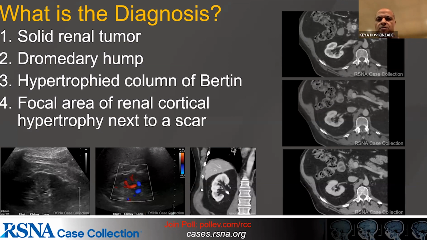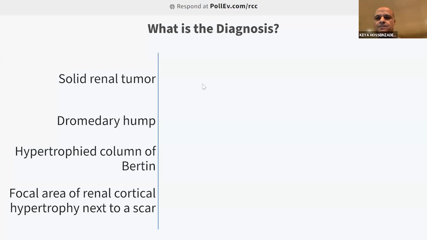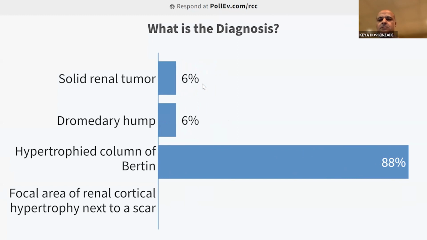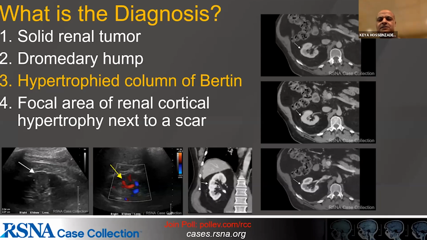Okay, let's move on to the poll. Let's trigger the poll. All right. Looks like the majority have voted for hypertrophied column of Bertin. 6% feel that it could be a solid renal mass. Certainly could be on the ultrasound. All right, let's go on to the next slide. Yes, the majority is correct. This is hypertrophied column of Bertin. So let's move on to the next slide.